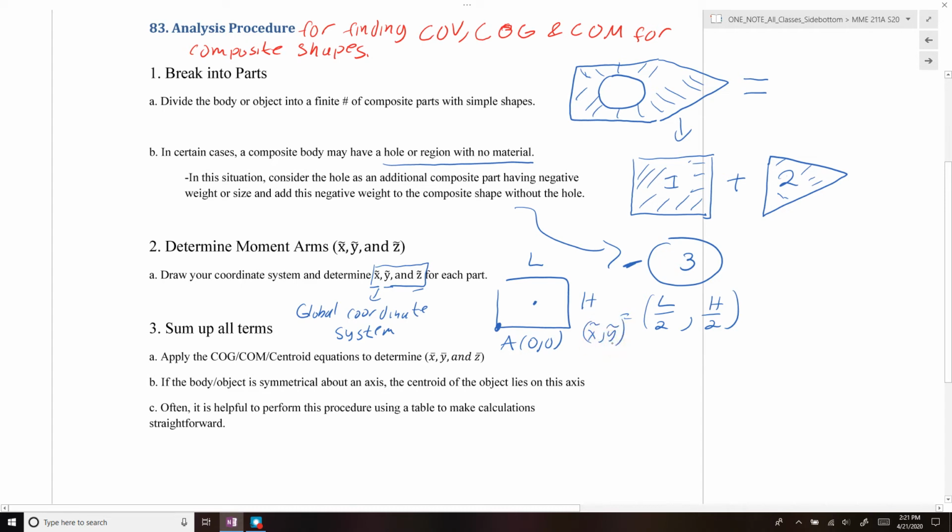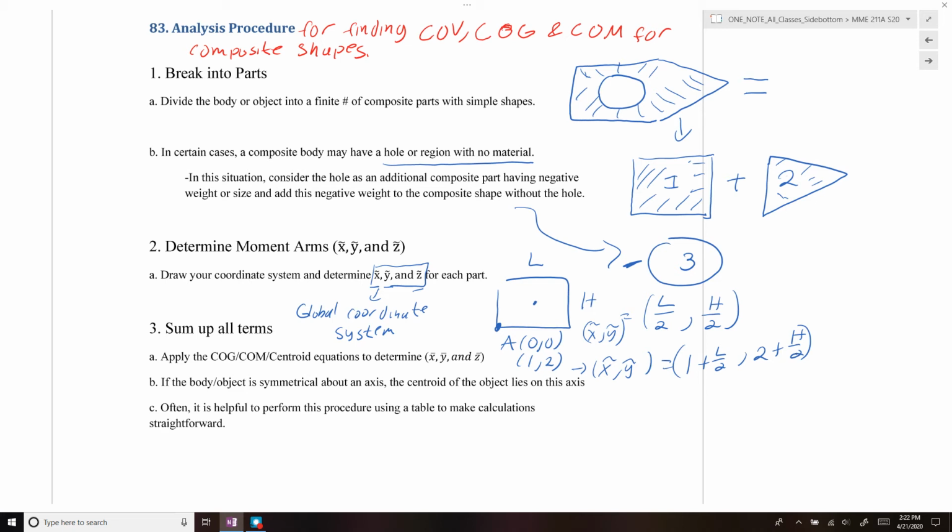However, if A was not 0, 0 and it was 1, 2, our x tilde and y tilde in that situation would be equal to 1 plus L over 2, and 2 plus H over 2. Alright? So you must keep everything relative to the global coordinate system. Alright? So once you break up your system and have your moment arms, the last thing to do is to sum up all your terms.